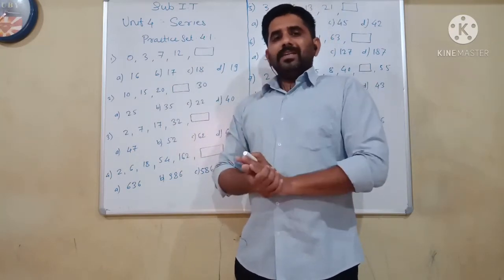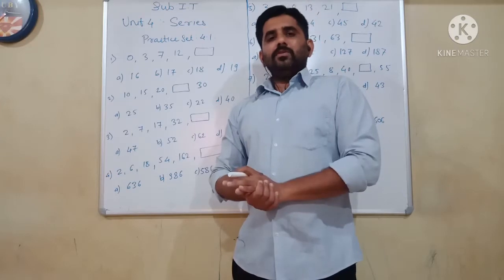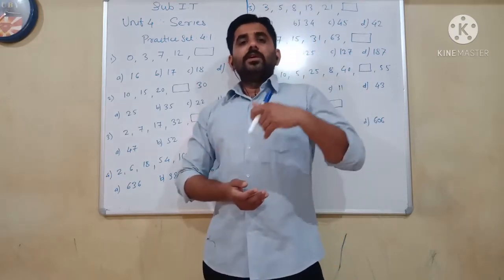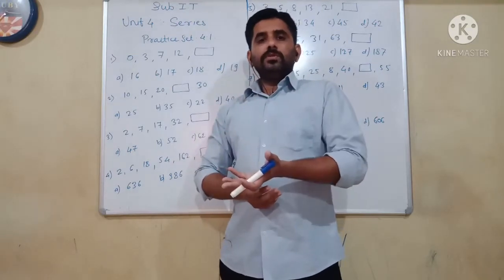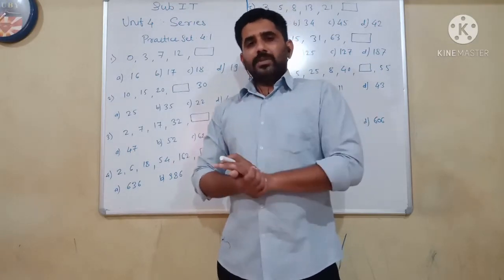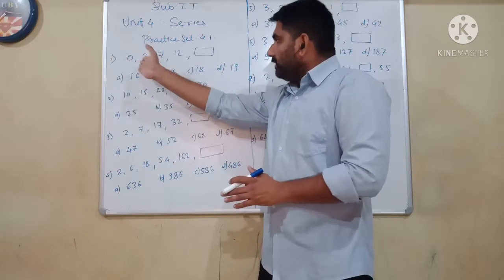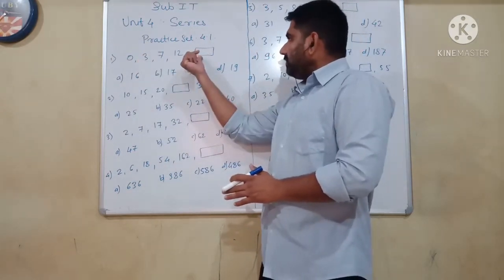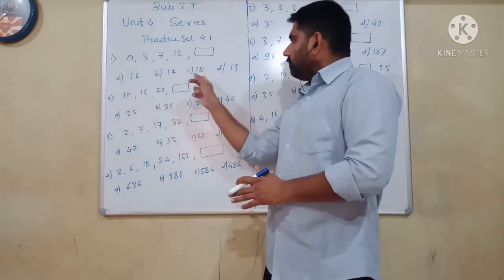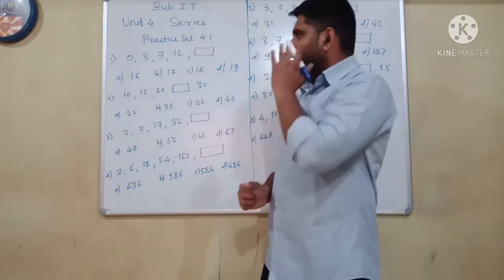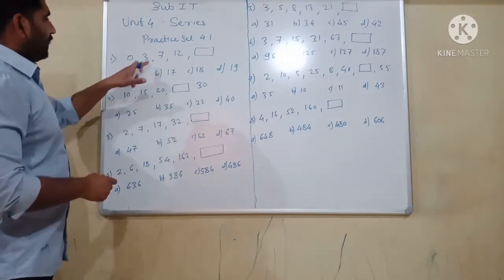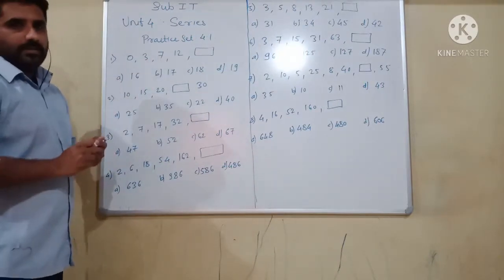You have to apply some basic mathematical operations like addition, subtraction, multiplication, division, square root, cube root. You have to check those operations within the given series and find the right answer from the given 4 options. So let's start with our first example. This is the first example of practice set 4.1.